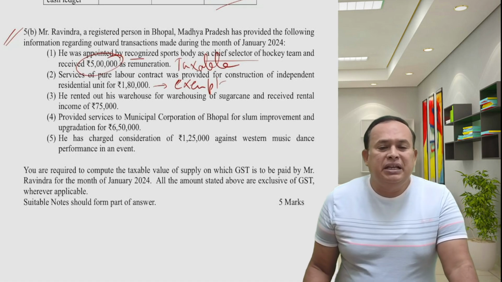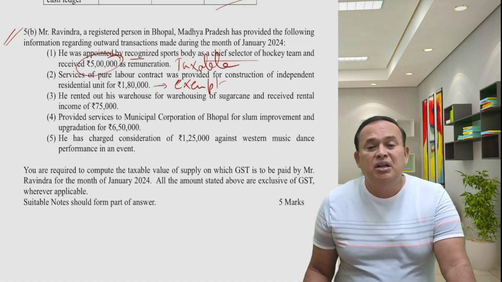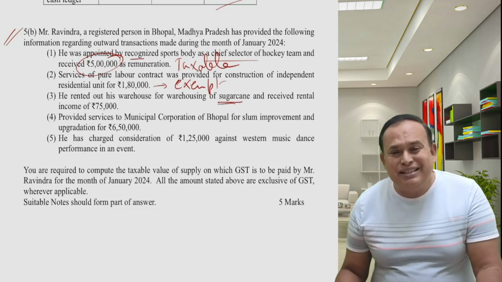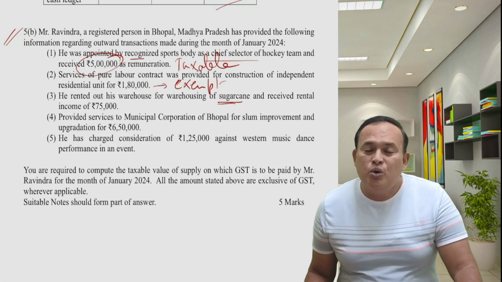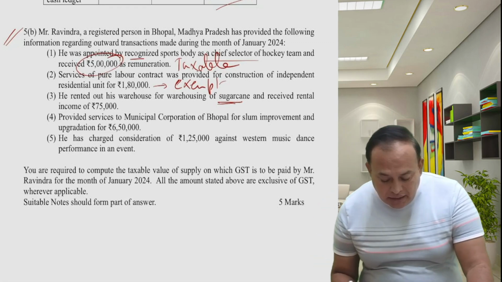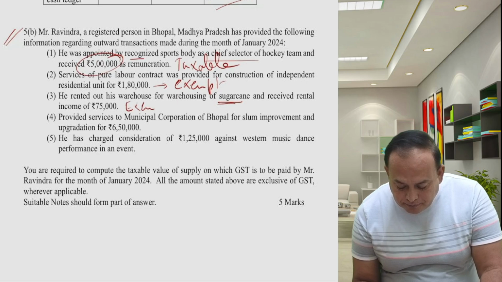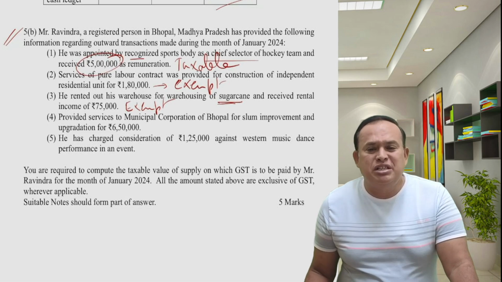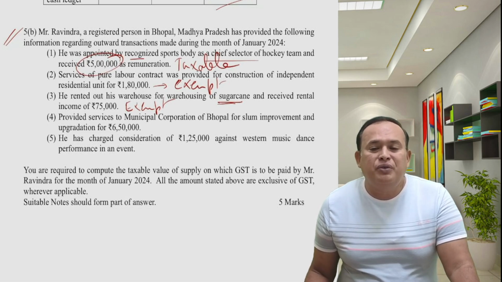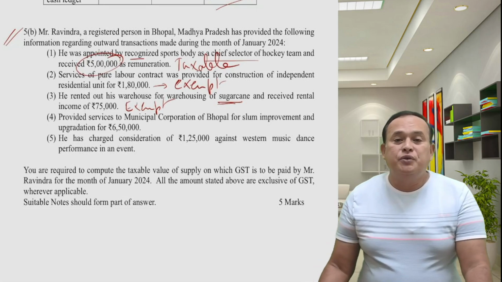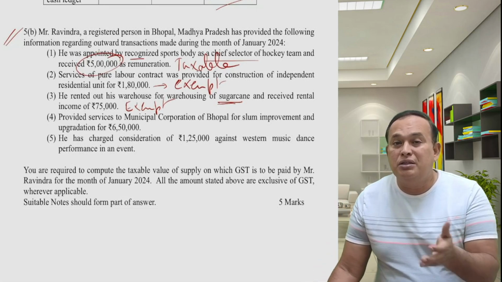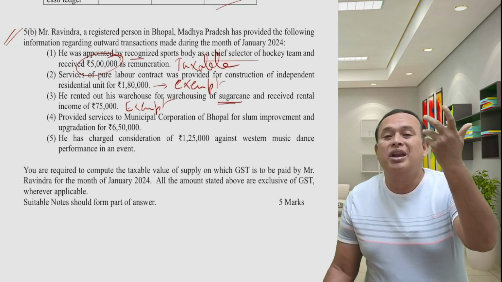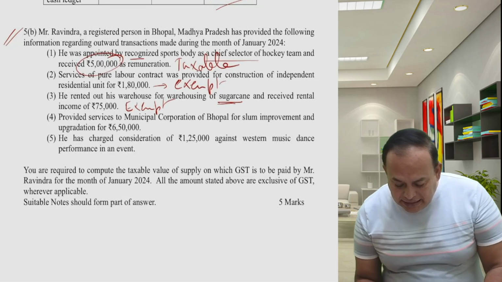Further, point number three, he rented out his warehouse for warehousing of sugar cane. Sugar cane is nothing but agricultural produce. Warehousing of agricultural produce is absolutely exempted. Further, point number four, he provided services to the Municipal Corporation of Bhopal for slum improvement and upgradation. Of course, it falls under Article 243W of the Constitution of India, where pure labor service provided to government or local authority qualifies for exemption.